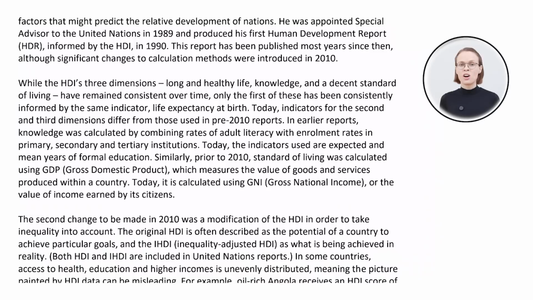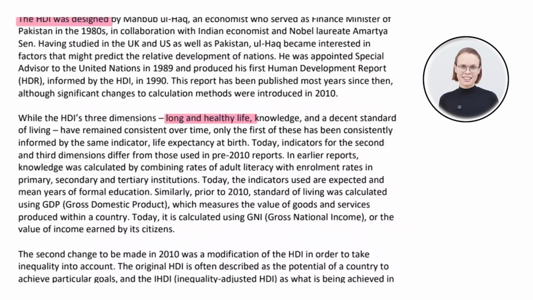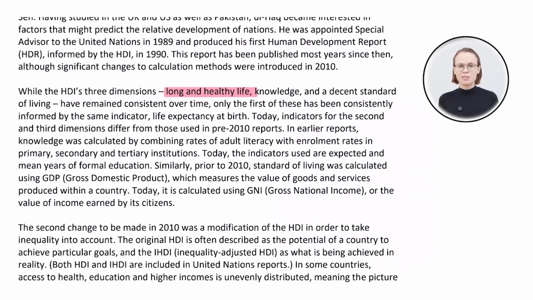Here it says, long and healthy life. This seems interesting. What are we looking for? Life expectancy at birth and expected years of schooling. I can see the words life expectancy at birth here. So let's read this sentence more closely. While the HDI's 3 dimensions, long and healthy life, knowledge, and a decent standard of living, have remained consistent over time, only the first of these has been consistently informed by the same indicator, life expectancy at birth.